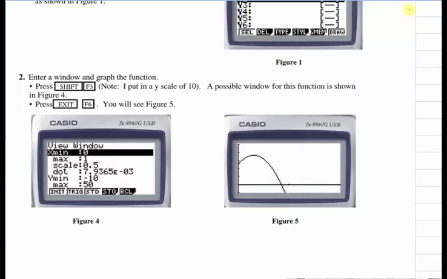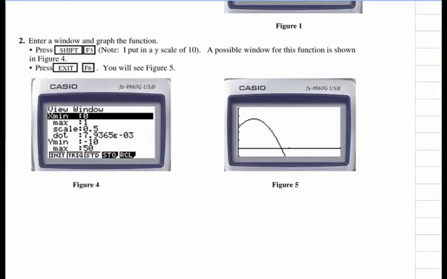Actually, I'll just minimize that for a sec. Okay, so how do we decide what our window settings are going to be? If you take a look at the function, which is h of t equals negative 490 t squared plus 150 t plus 25, we want to start setting our values for our x and our y axis. So here's our x-axis, and here is our y-axis.